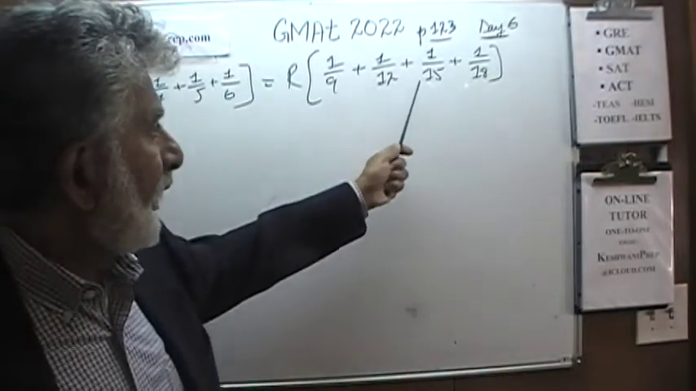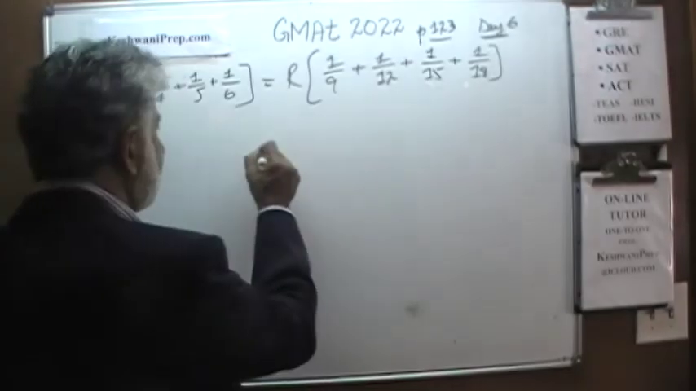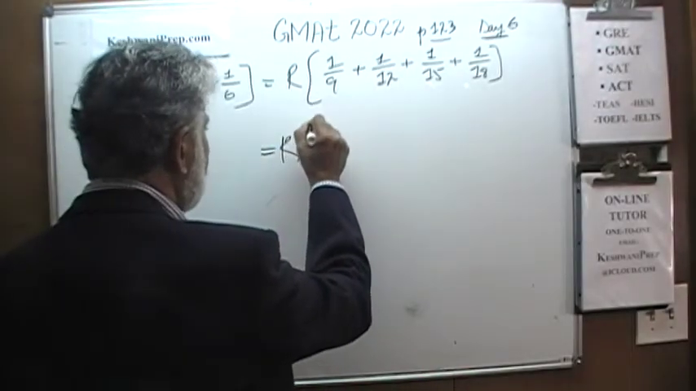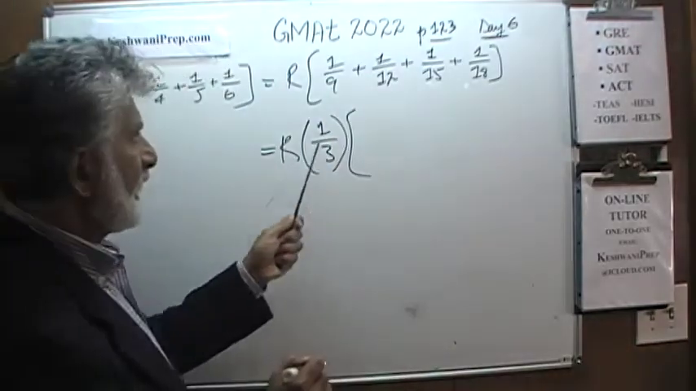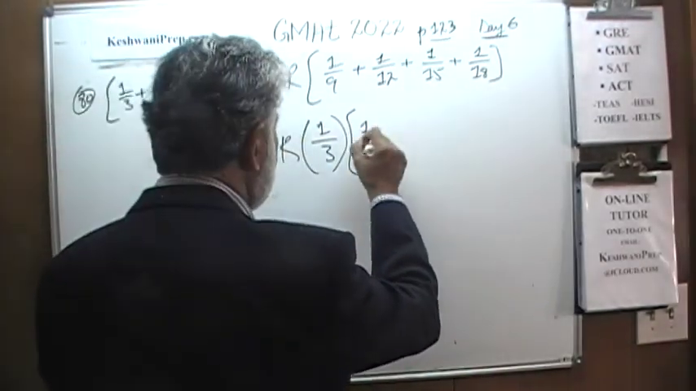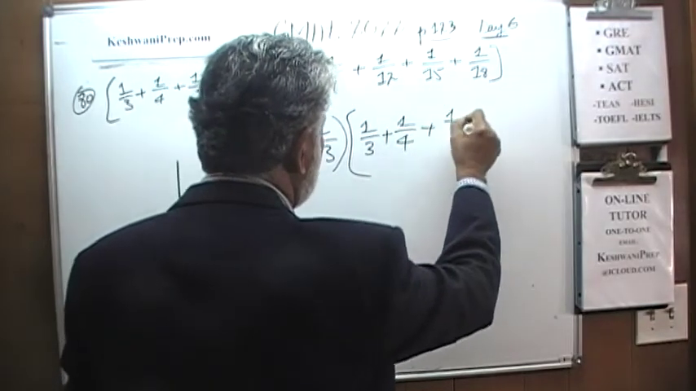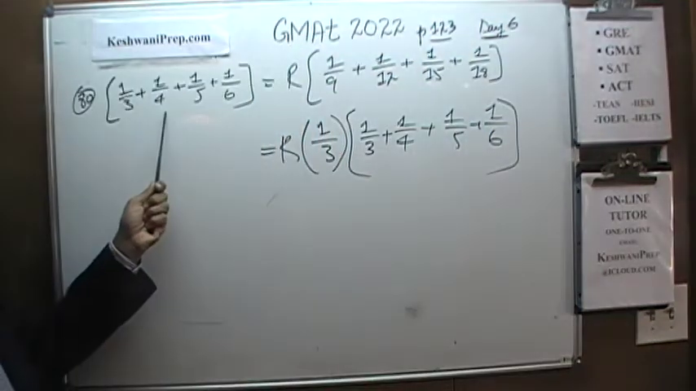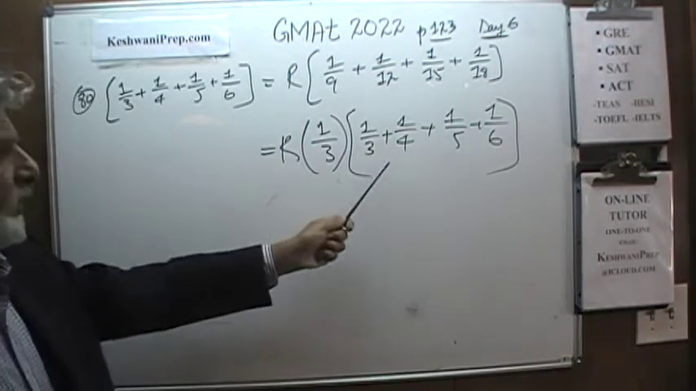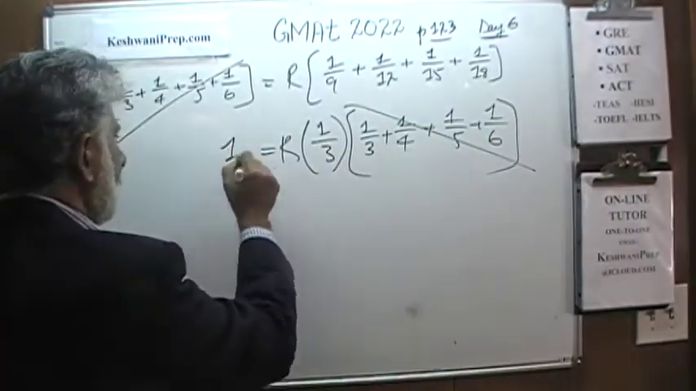What is going on here is the fact that as you look at these numbers, 9, 12, 15, 18, they're all multiples of 3. Let's take out 3 common. So it becomes r times 1/3. And if you take out 1/3 common, the 1/9 becomes 1 over 3, 1/12 becomes 1 over 4, 1/15 becomes 1 over 5, and then 1 over 6, which is exactly what we have on the other side. So we divide both sides of the equation by this quantity, it drops out, and here we're left with only 1.